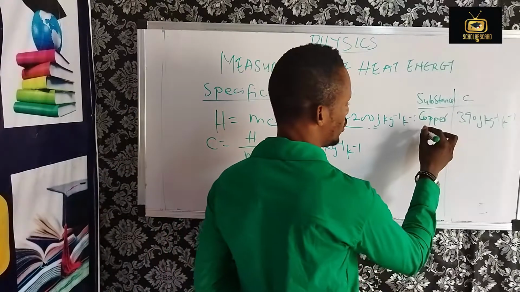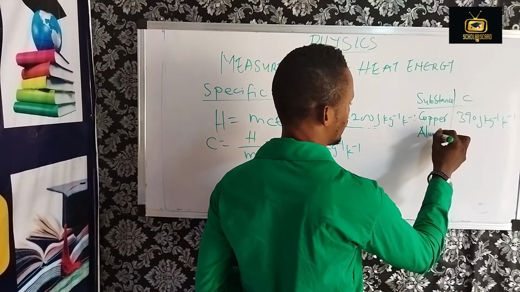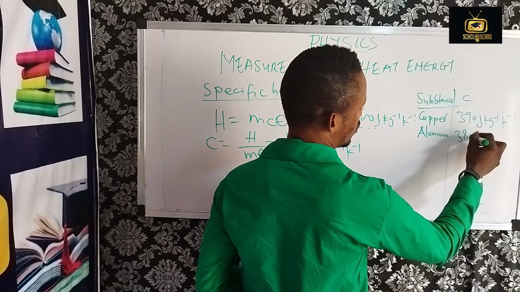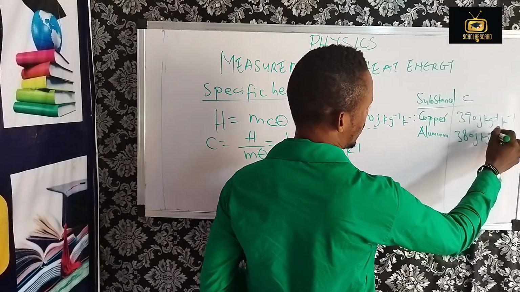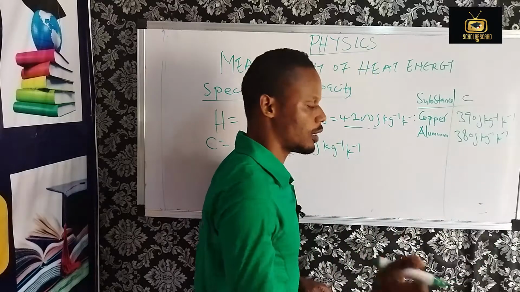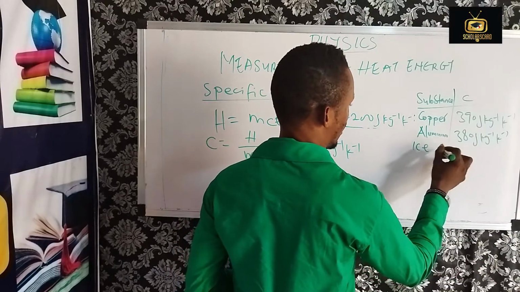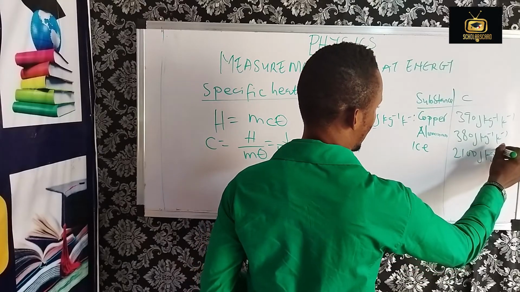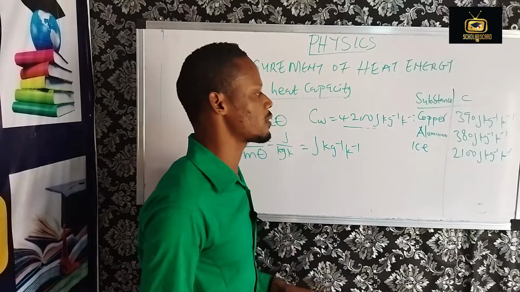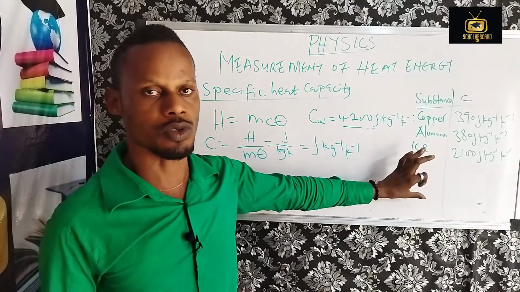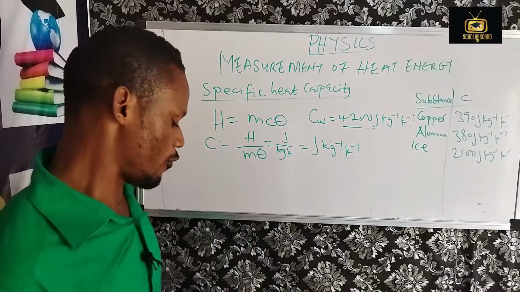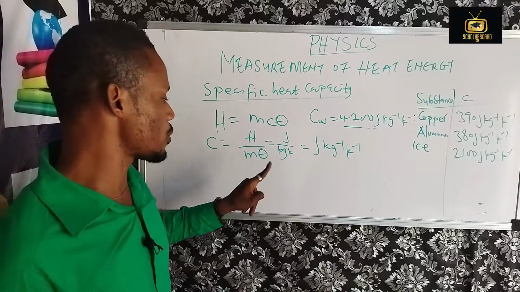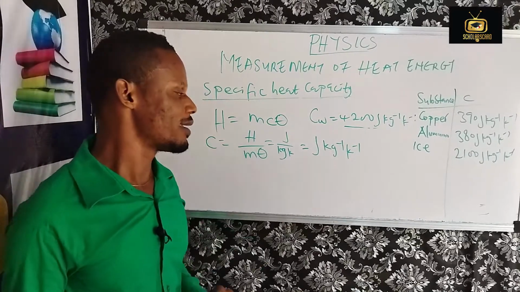For aluminium, it is 380 joules per kilogram per Kelvin. Now let me take the last one, ice. Ice is given as 2,100 joules per kilogram per Kelvin. So these are the measured specific capacities of substances, though we have other ones. Are you getting the standard? So don't forget, specific capacity is the quantity of heat required to raise a unit mass of a substance by 1 degree Celsius or 1 Kelvin.